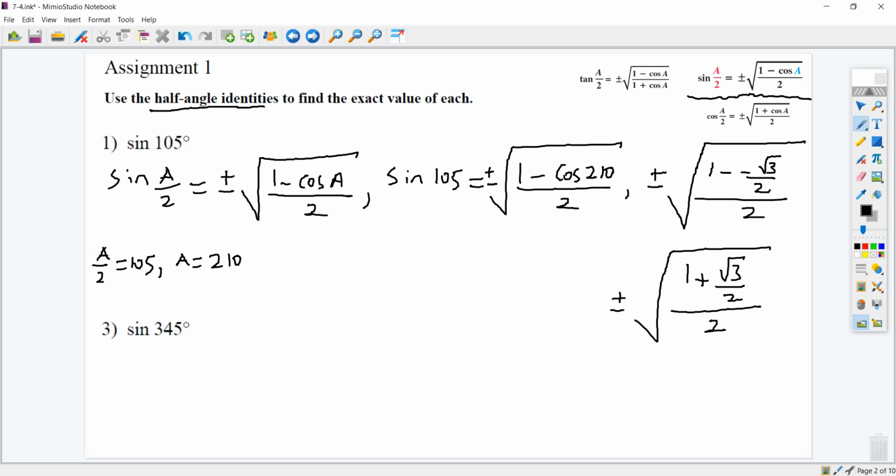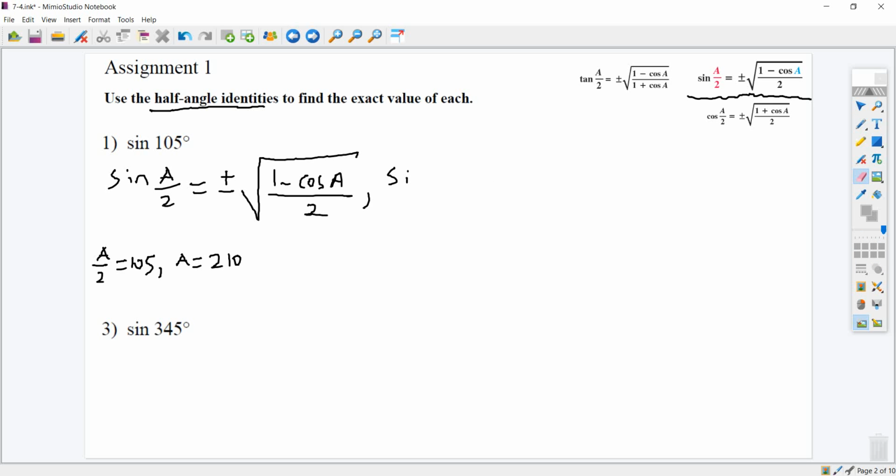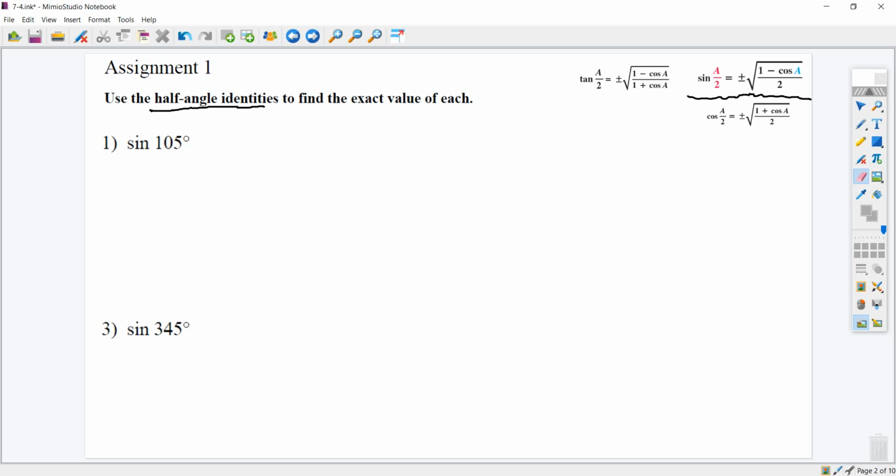Okay, so let's clear this one, and let's look at question 3 here and see what we can do for this one. I'll just put this up here so that I can use enough space. Sine 345, right? So it looks like we are still looking for sine. If you remember the formula again, the A over 2 will be 345.